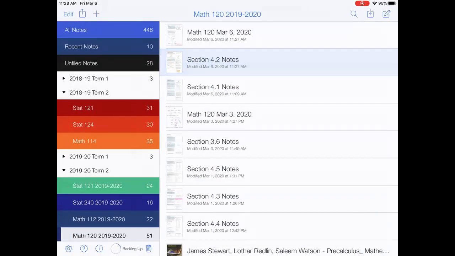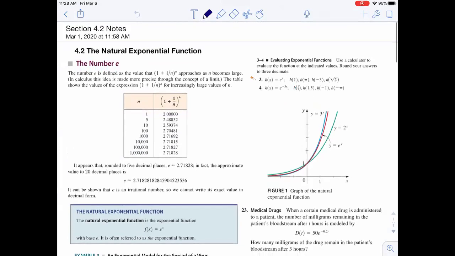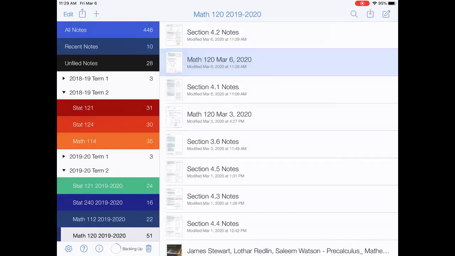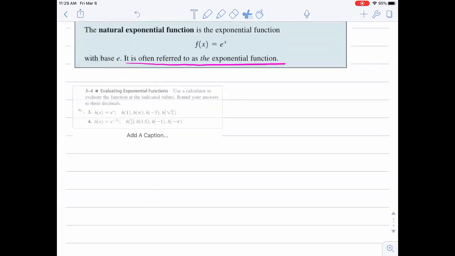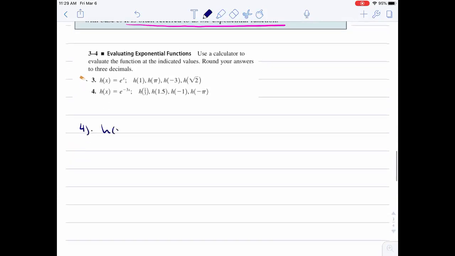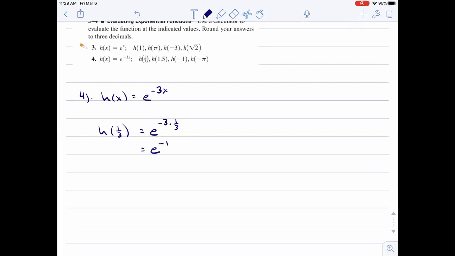So let's just have a peek and make sure that we know how to use our calculator for this stuff. If you look at the first chunk of exercises, and just like before, we'll just do a couple of these. We don't need to do all of them, but if we do question 4, for example, we're told that h of x is e to the negative 3x. And then we want to figure out what h of 1 over 3 is. So now I'm replacing x's with 1 over 3. So I get e to the negative 3 times 1 over 3. That's right. So I get e to the negative 1.